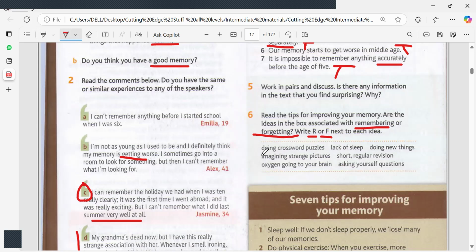For example, doing crossword puzzles: R, to remember. Exactly. Lack of sleep. Lack يعني عدم نوم، نقص النوم. F. الناس اللي بتسهر F طبعا forgetting. معنى lack يعني not having enough sleep. Not having enough. When I say lack of water, it means what? I don't think so. Okay, I know.